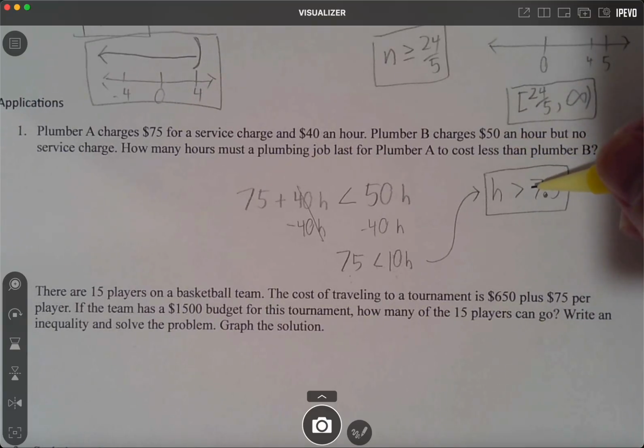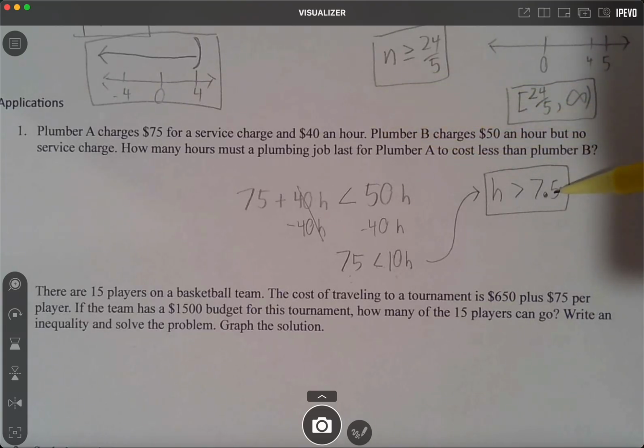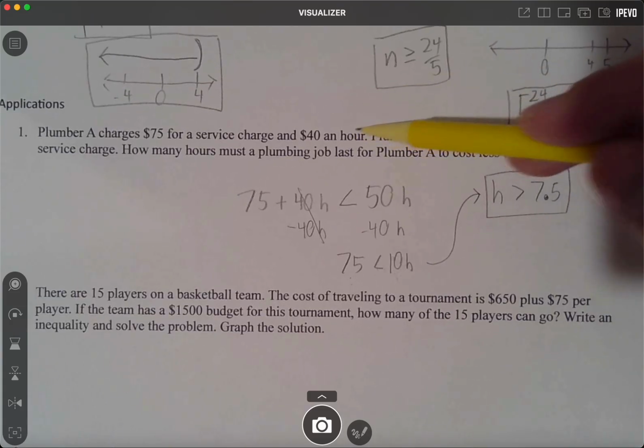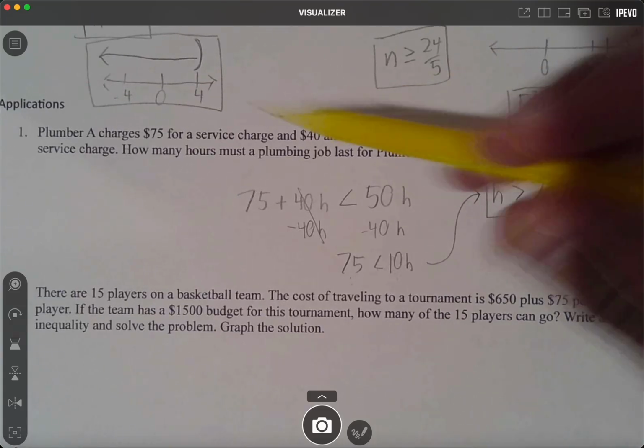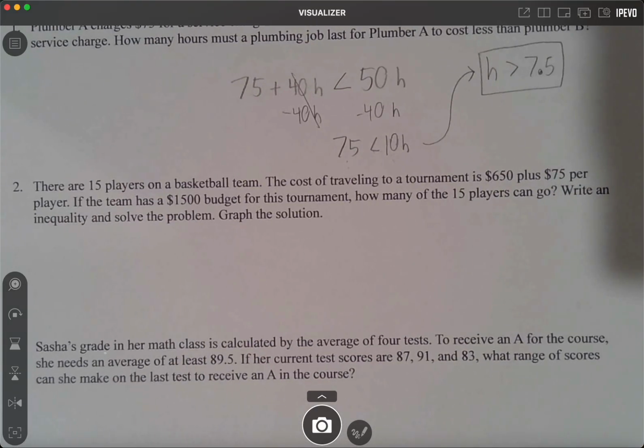If the plumber is going to be out there for more than 7.5 hours, you should go with plumber A, because that point at 7.5 hours is where them charging you less per hour essentially makes up for the $75 you paid up front. All right, let's look at the next one.